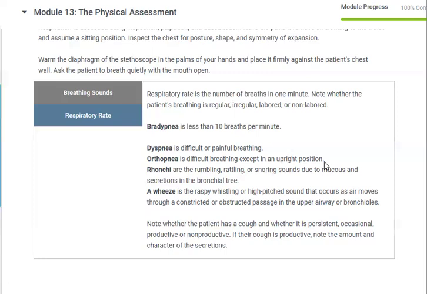Rhonchi are the rumbling, rattling, or snoring sounds due to mucus and secretions in the bronchial tree. A wheeze is the raspy whistling or high-pitched sound that occurs as air moves through a constricted or obstructed passage in the upper airway or bronchioles. Note whether the patient has a cough and whether it is persistent, occasional, productive, or non-productive. If their cough is productive, note the amount and character of the secretions.